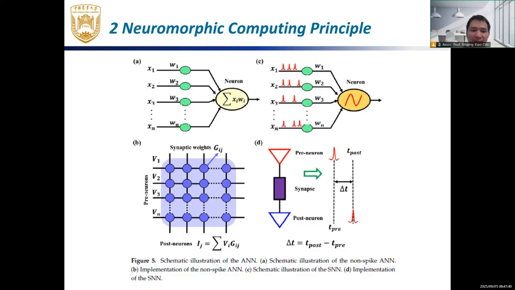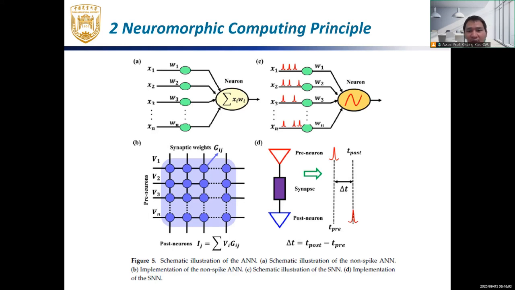And the second one is about the implementation of the non-spiking AI. So this is how to realize it, because there are many synaptic weights, and they have pre-neuron signals, and they will have a post-neuron with the current output.